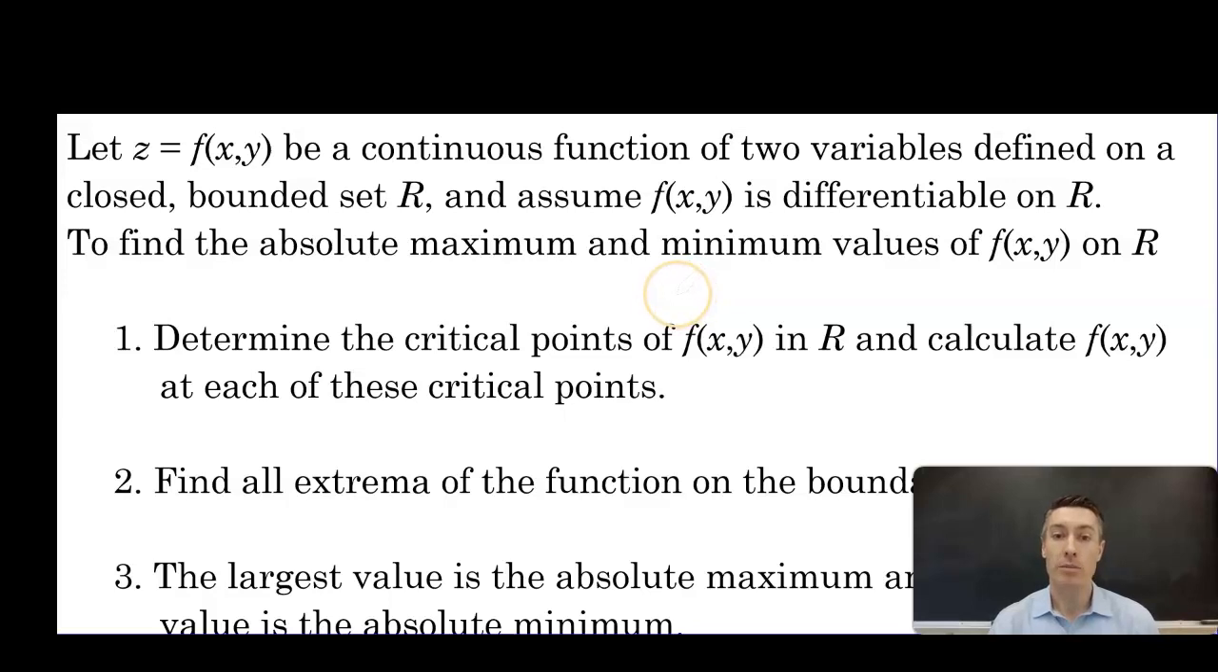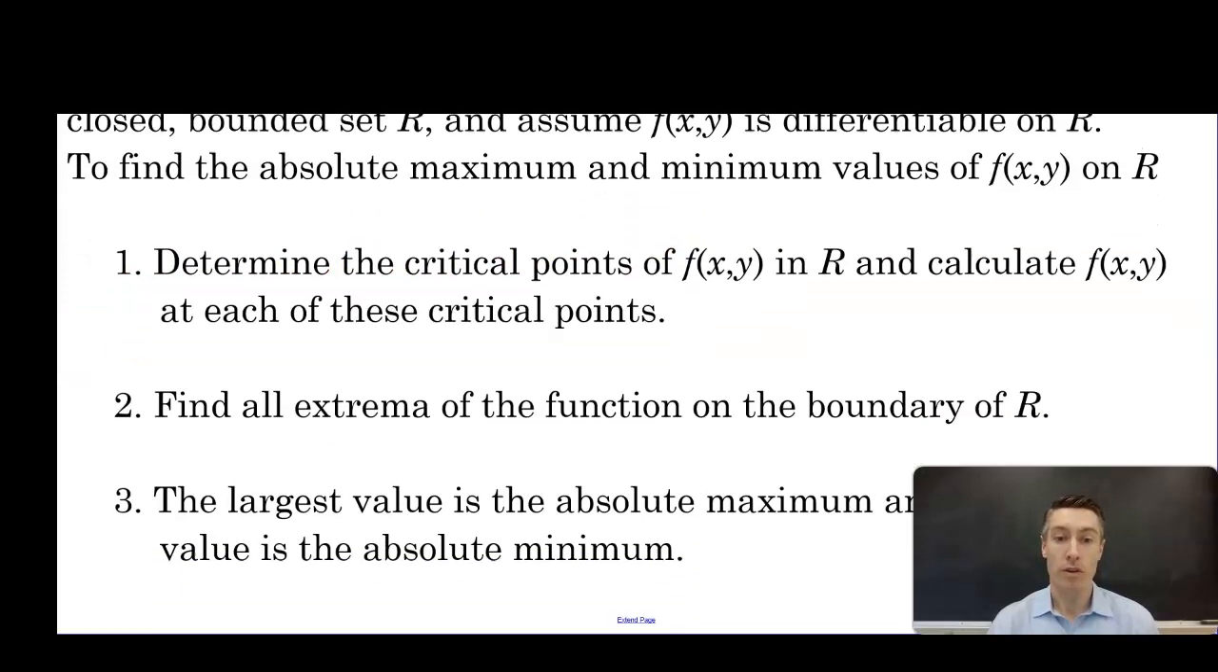To find the absolute maximum and minimum values of the function on R, we're first going to determine the critical points of the function in R and calculate the function value at each of these critical points. So the critical points have to be in the region. If the critical points are outside the region, we're not going to include them in our computation. If the critical points are on the boundary of the region, we're not going to include them in our computation. Right? And that's a matter of definition. So the critical points have to be on the interior of the region.